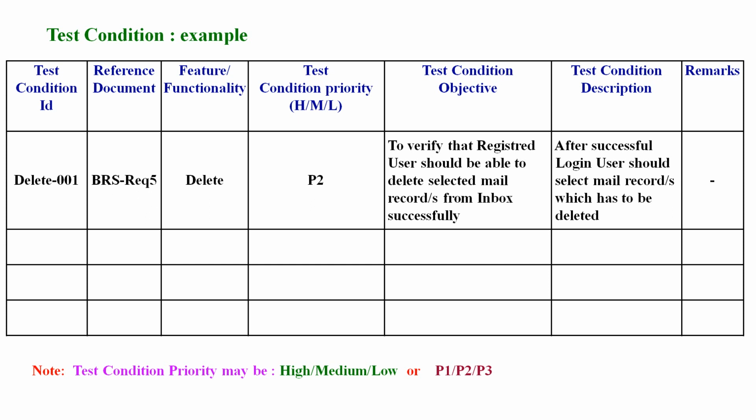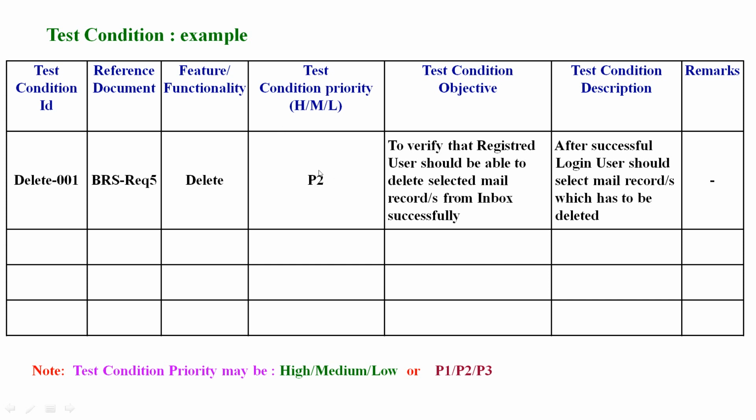So in the BRC document, requirement number 5 explains this delete functionality. For this requirement, I am writing this test condition. What is the name of the feature or functionality? You can call it a feature or you can call it a functionality. So what is the name of the feature or functionality? It's delete.